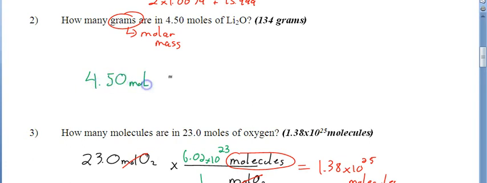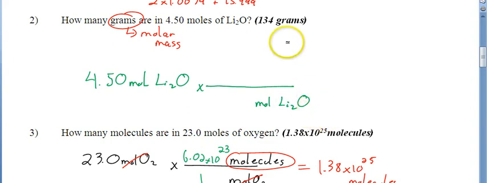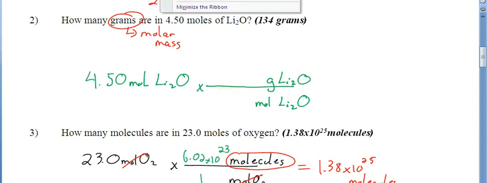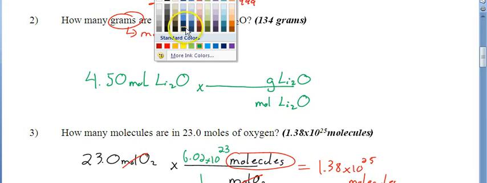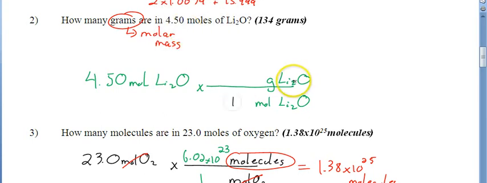4.50 moles of lithium oxide. X line, drag down the unit. MOL is just shorthand for moles. Li2O. The question is asking for grams, so I'll put grams on top. Now, what number goes here? 1 foot equals 12 inches. 1 mole is equal to how many grams?